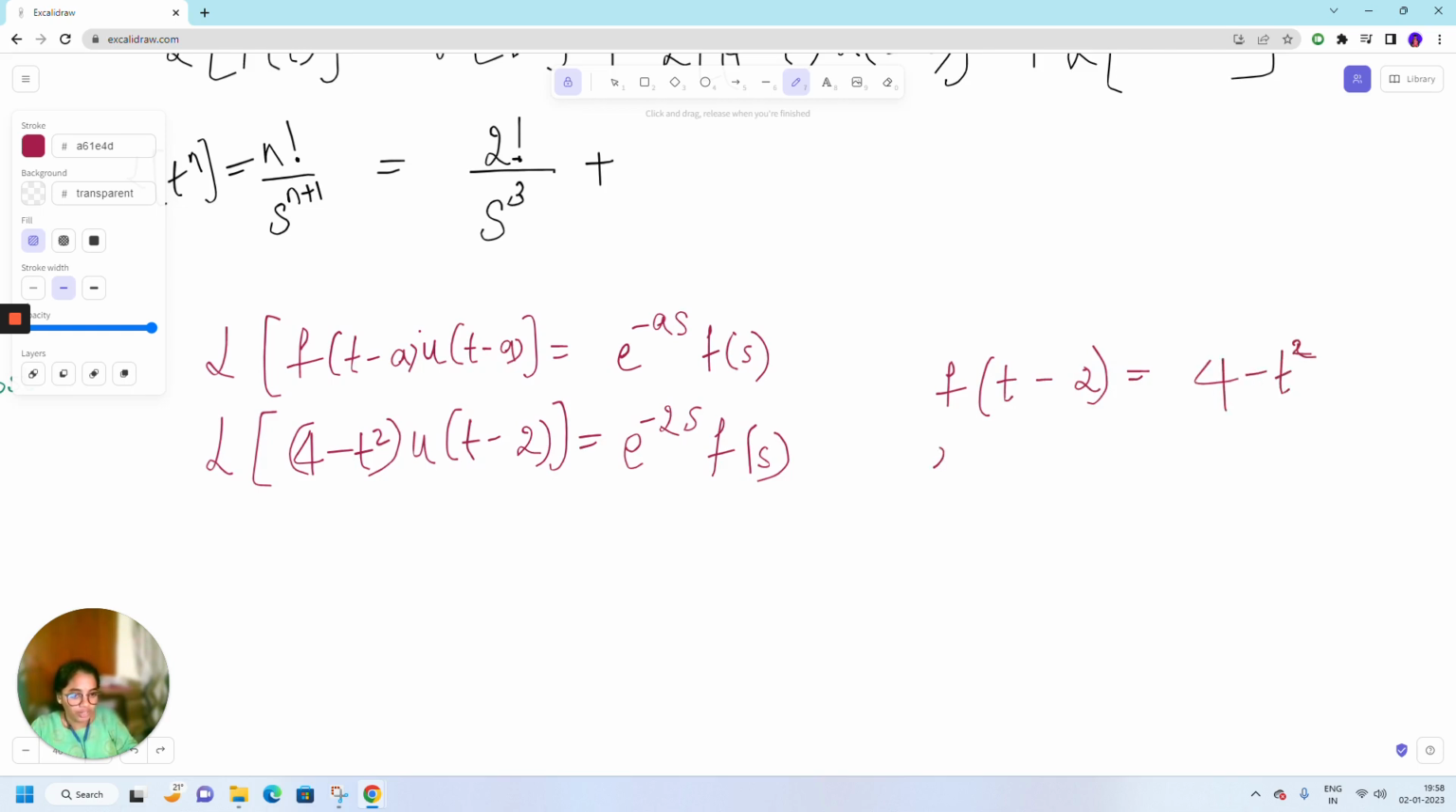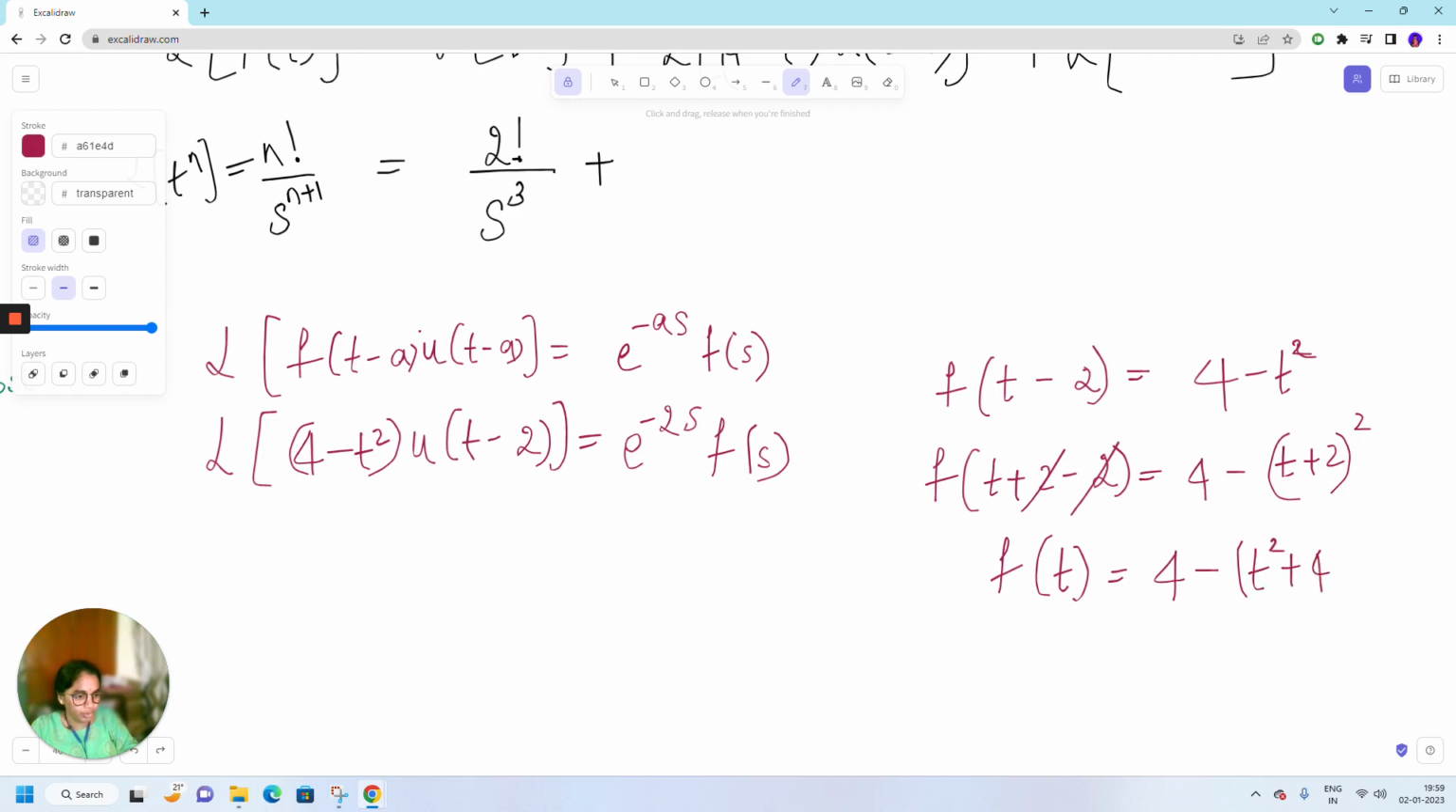Okay, what is f of t plus 2? I am replacing t with t plus 2. Wherever I have t, I am replacing it with t plus 2. Why am I doing that? Because I want here f of t. Why do I want f of t? Because in the formula I have f of s, not f of s minus 2. So this would become 4 minus t square plus 4s plus 4.